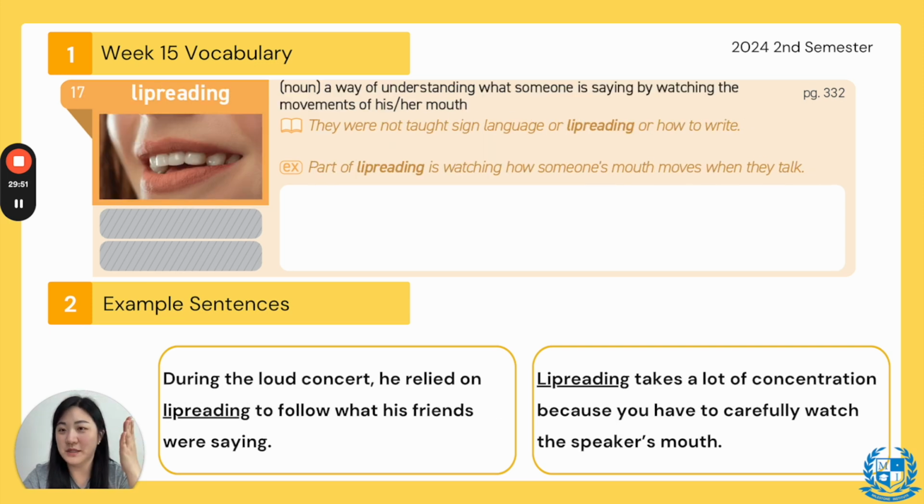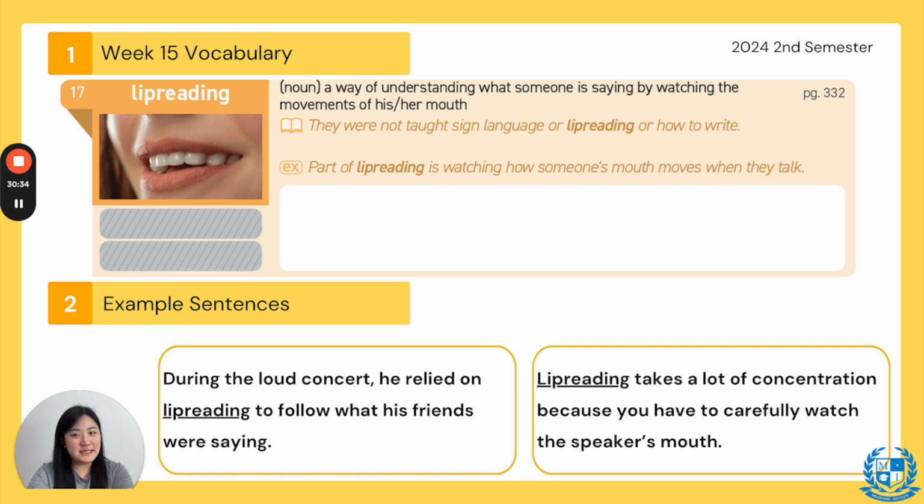Or they could be doing some lip reading. Everyone say lip reading. It's a noun, and it means a way of understanding what someone is saying by watching the movements of his or her mouth. So if we're to say, did you understand what I just said? I said, hi everyone, how are you? And usually if you're good at lip reading, understanding the way that my mouth moves without the sound, you'll be able to understand. In our textbook, it says they were not taught sign language or lip reading or how to write. So unfortunately, these students weren't able to do that.